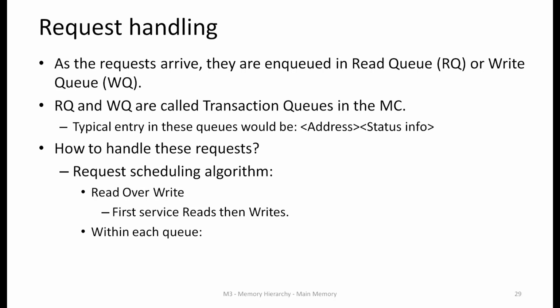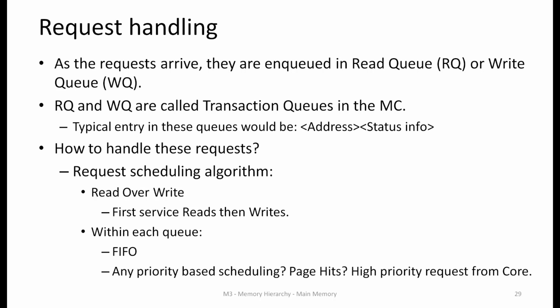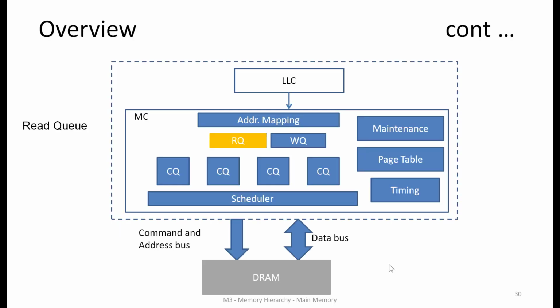In addition, within each of the read queue and write queue, we can have multiple design options. We can go for a first in first out algorithm, which is age based, or we can go with any other priority based scheduling. Because each request comes with some status info, we can look at the status info to make this decision. For example, if the current request is of high priority as indicated by the core, we can prioritize it so that it can go back to the core as fast as possible. So all these are part of the read queue, write queue and the request handling. This is the second job of our memory controller.